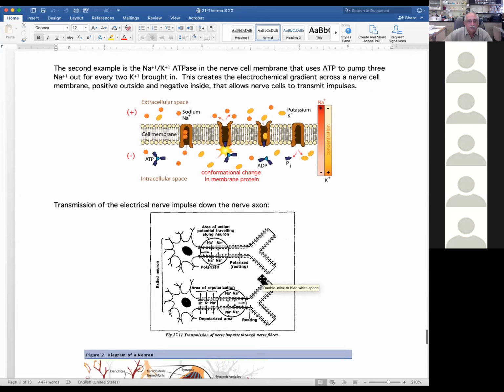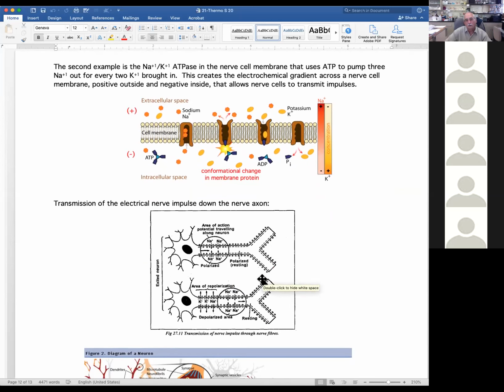And here's another example, doing the work of moving ions from one side of a membrane to the other. Again, it's a conformational change in this membrane protein right here.